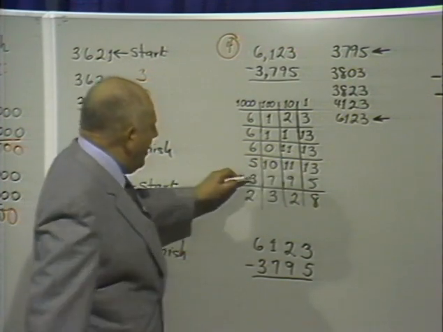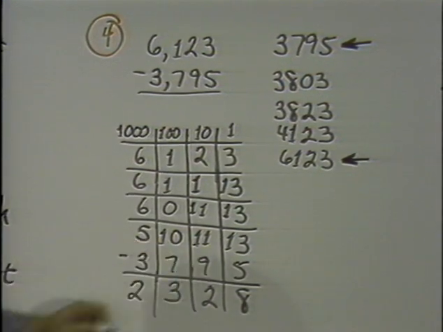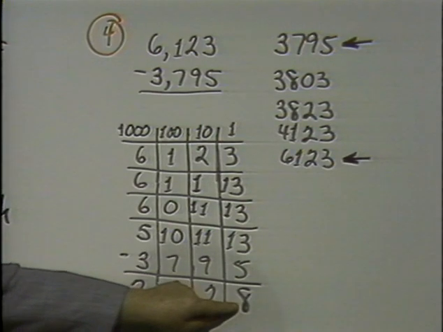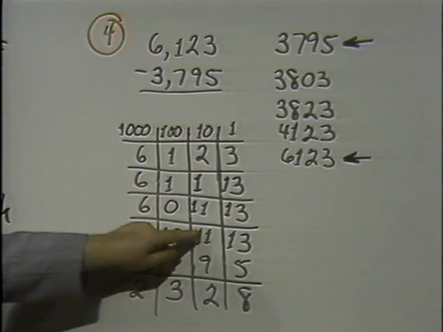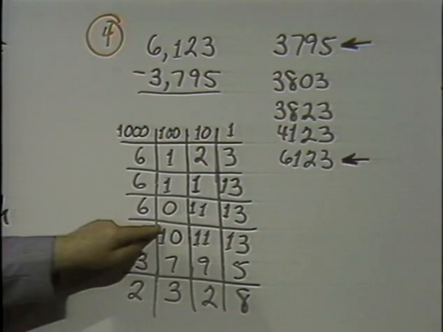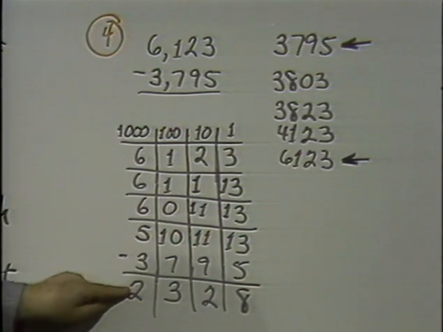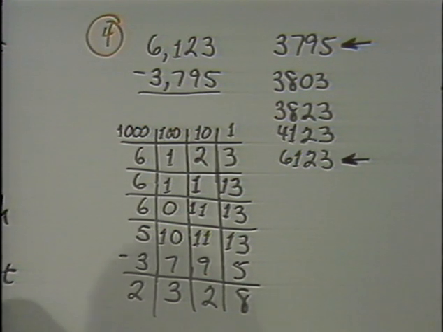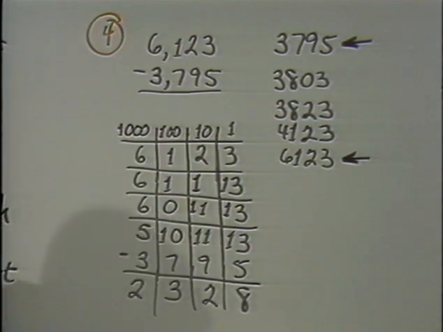Now I can take away 3,795 because 5 from 13 is 8. I get that from my tables. See, 8 plus 5 is 13. 9 from 11 is 2. 7 from 10 is 3. 3 from 5 is 2. Okay? So the answer is 2,328. Of course, this is a very messy way to do it.